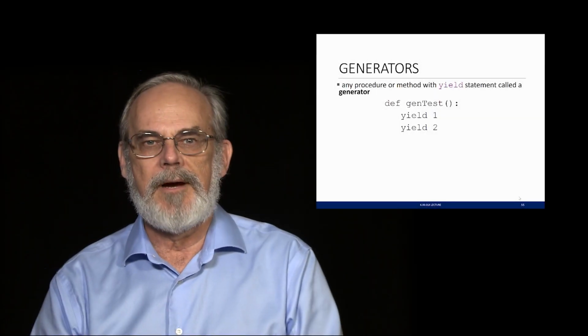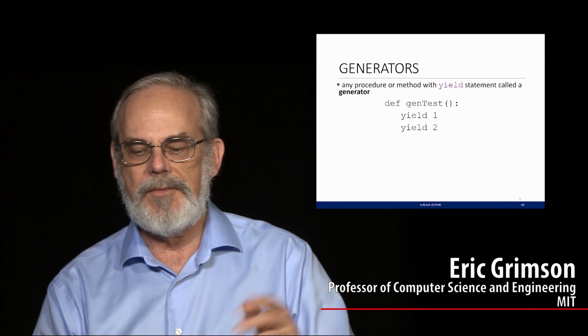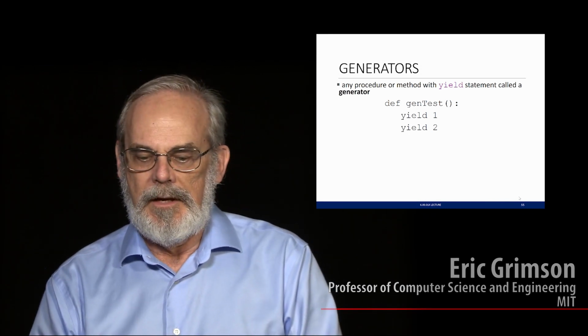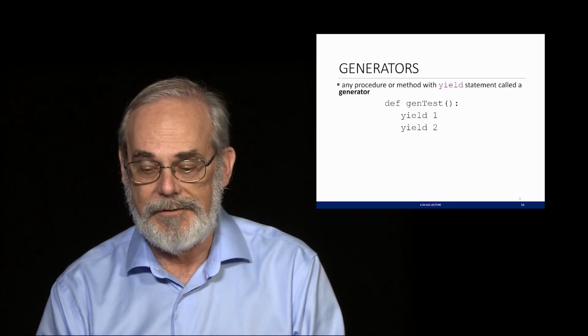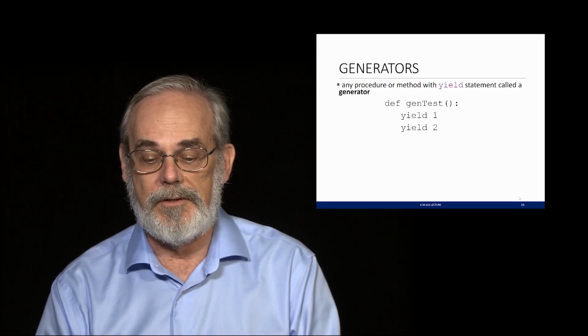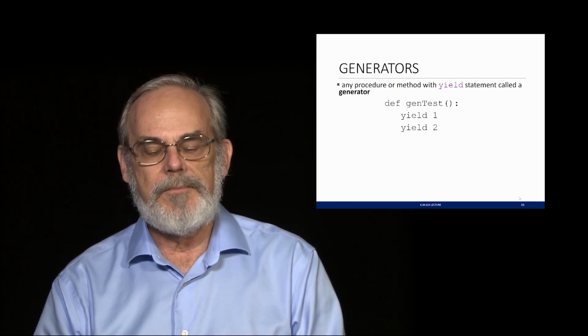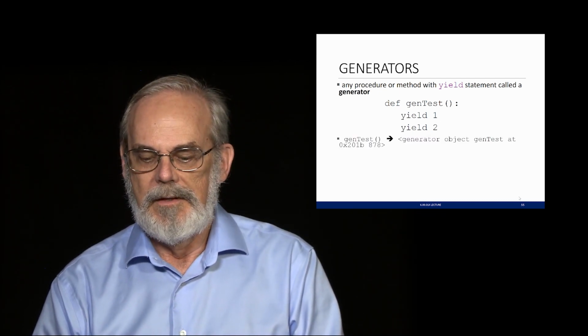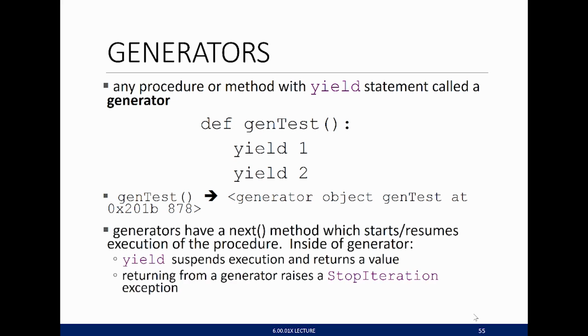To solve that problem I raised, I'm going to introduce one more kind of object into Python, something called a generator. And any procedure or method with a yield statement inside it is a generator. So yield is a new keyword that I'm going to create here. And the idea behind a generator is I'm going to be able to control the behavior. So if I do gen test, which is a procedure here, it returns for me, as you can see, a generator object.